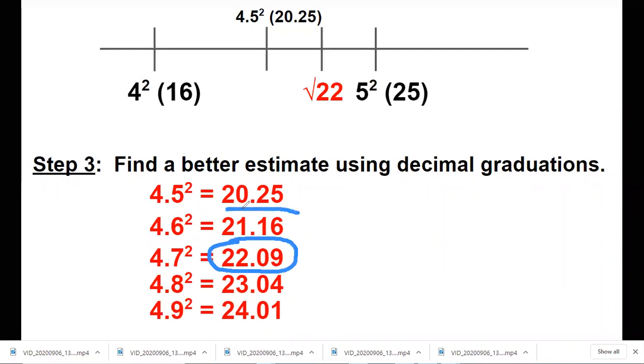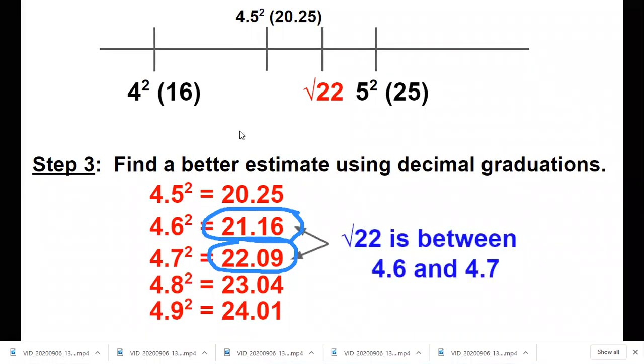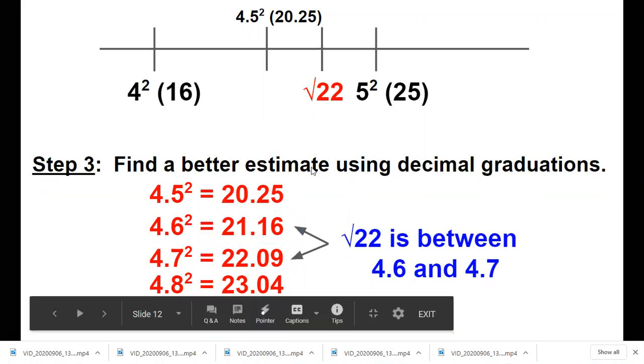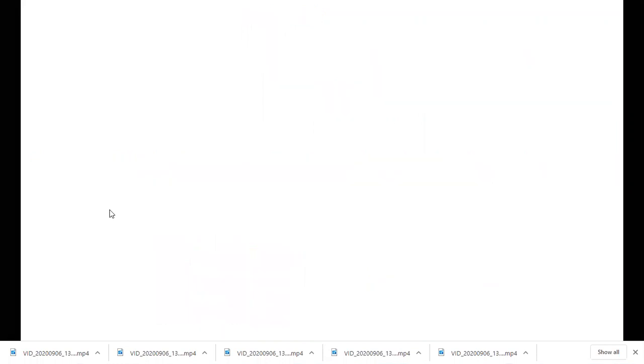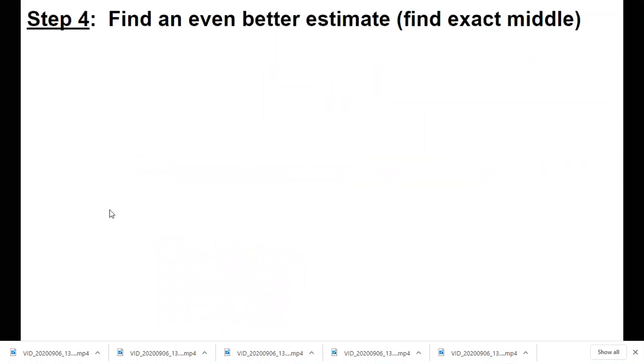It's a little past 21.16. So it's going to fall between those two numbers. So actually, there we go. The square root of 22 is going to be between 4.6 and 4.7, right? So now our step 4 is to find an even better estimate.